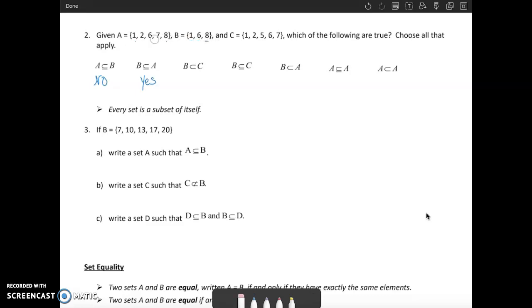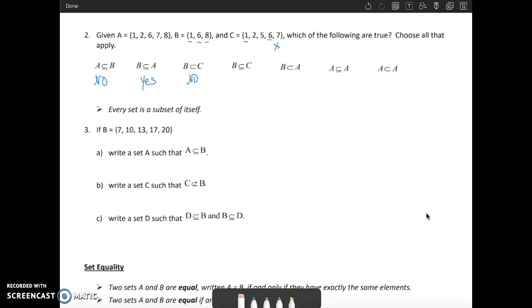I'm going to erase my markings. Is B a proper subset of C? The proper subset means that it cannot equal it. So I can look at those two and I can say B definitely does not equal C. They do not have exactly the same elements. So that part of it's okay. Are all of the elements in B also in C? So 1 is in B and 1 is in C. 6 is in B and 6 is in C. 8 is in B, but it is not in C. So this one fails again with an answer of no.